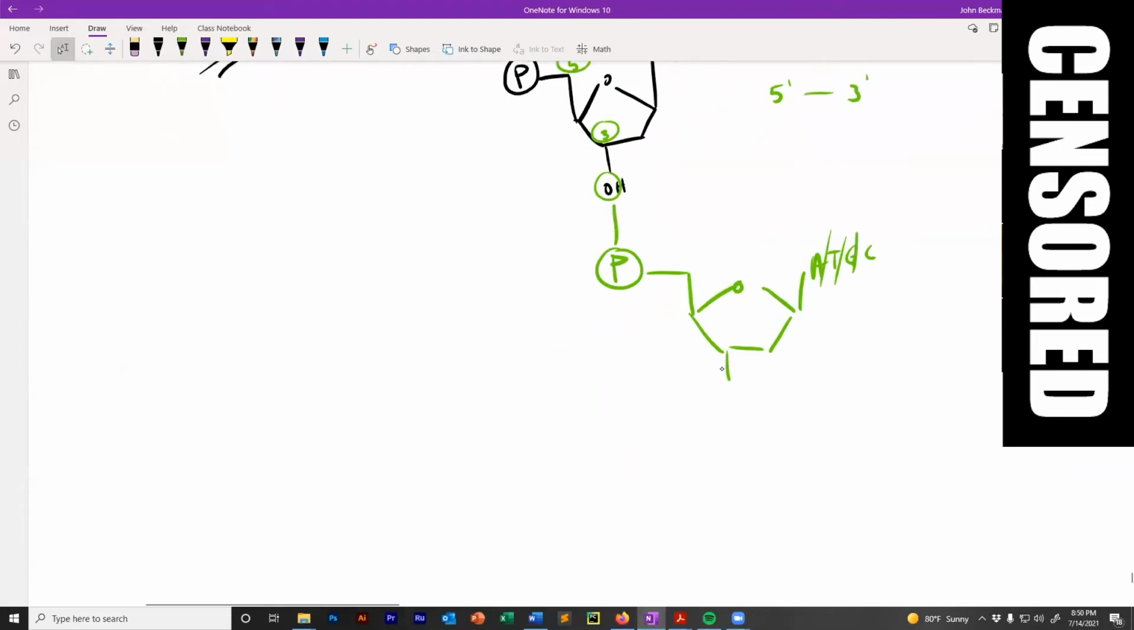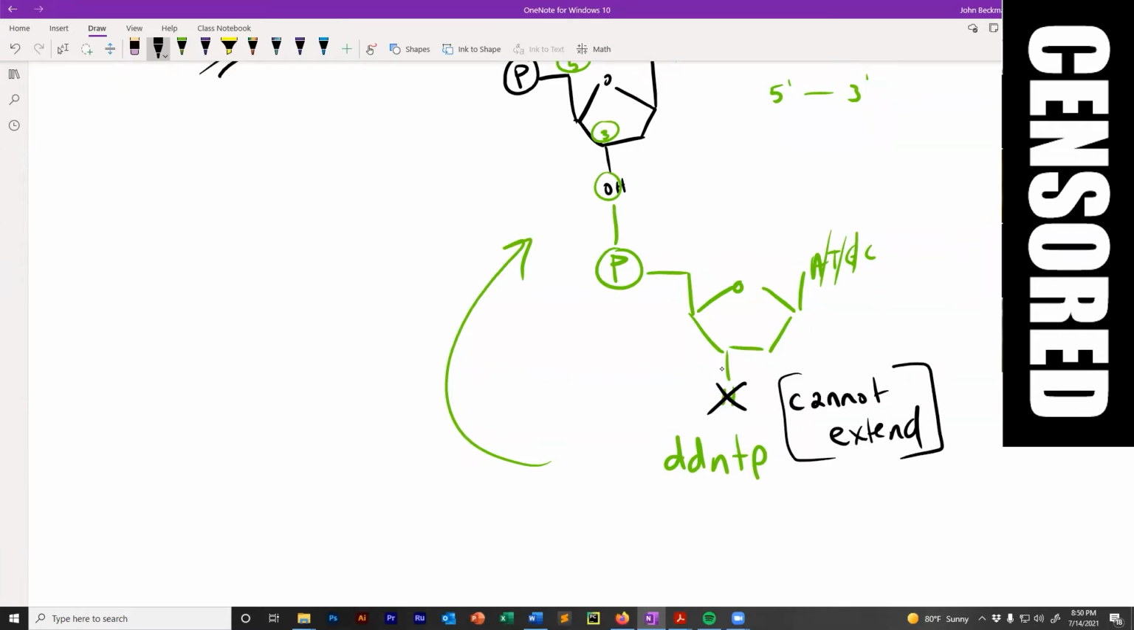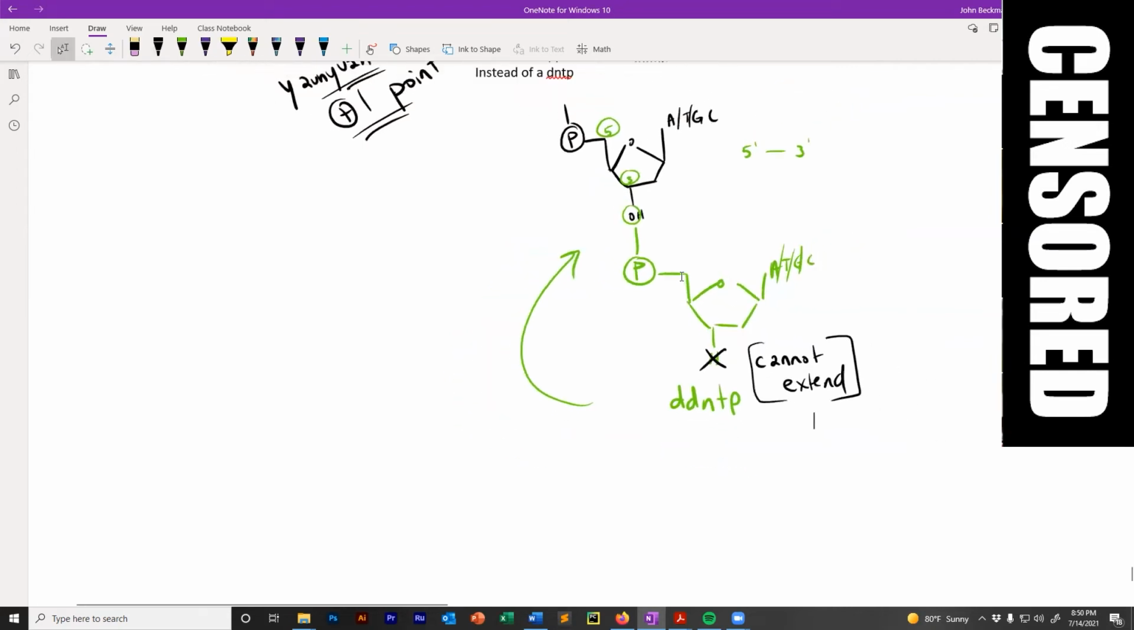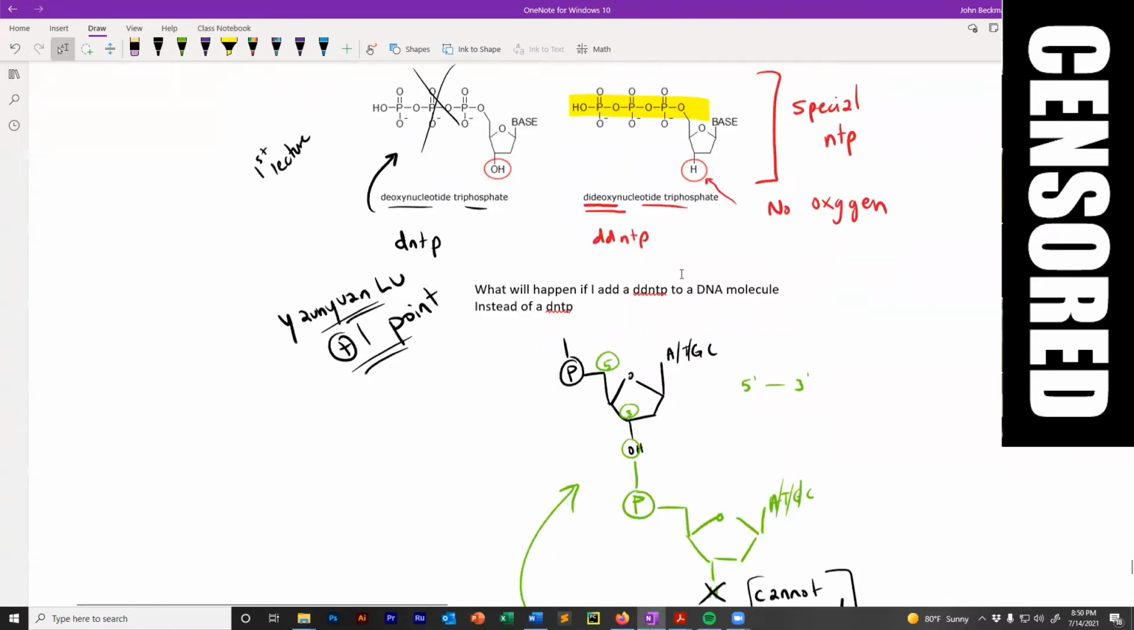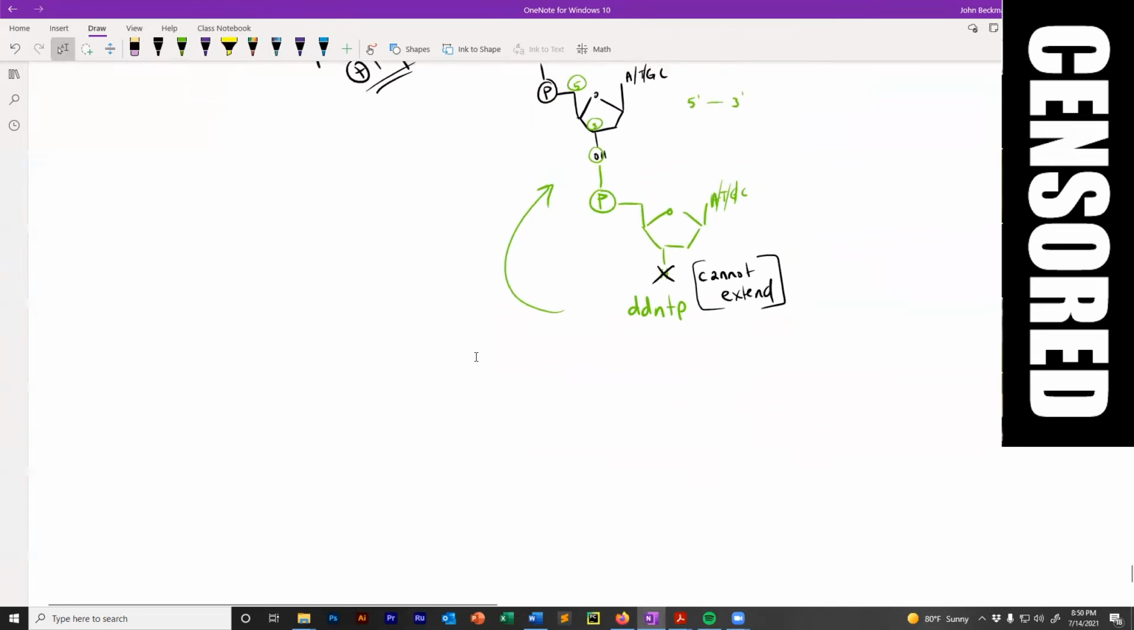So if you add a ddNTP to the end of a DNA molecule, it cannot extend. It cannot extend. Now, this is very, very important for understanding Sanger sequencing. So how does Sanger sequencing work? Let me explain how Sanger sequencing works.